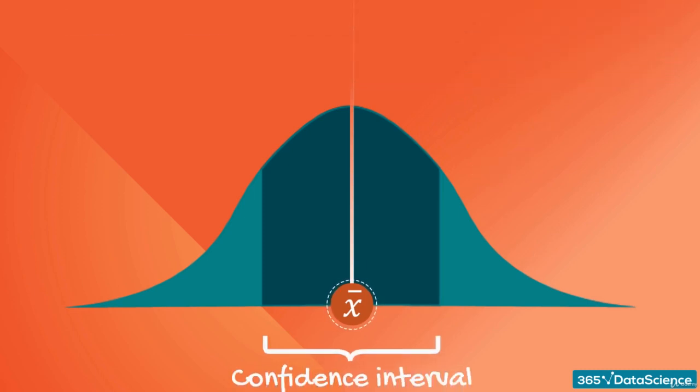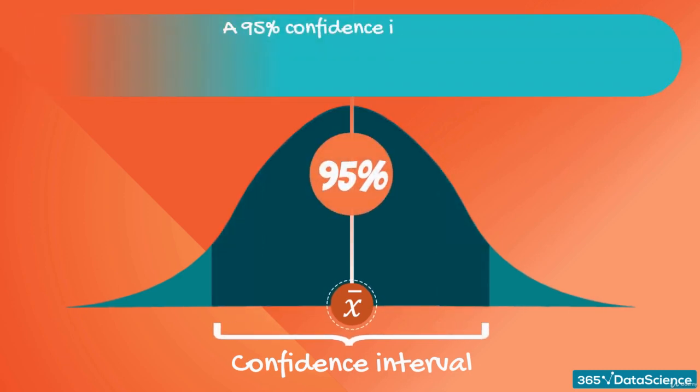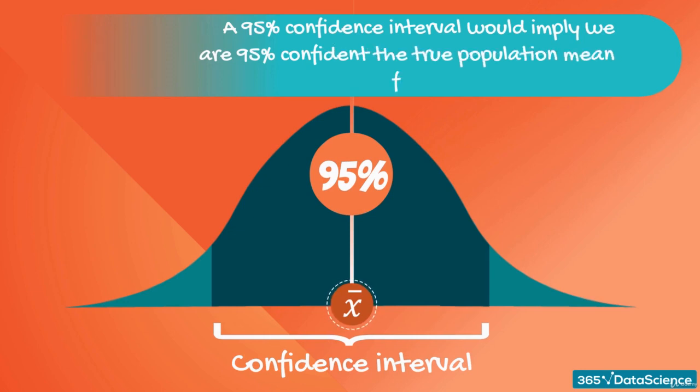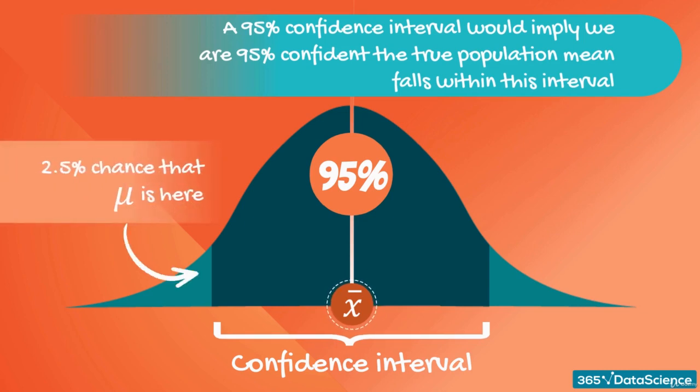Let's draw a confidence interval. There is the lower limit and the upper limit. A 95% confidence interval would imply that we are 95% confident that the true population mean falls within this interval. There is 2.5% chance that it will be on the left of the lower limit and 2.5% chance it will be on the right.